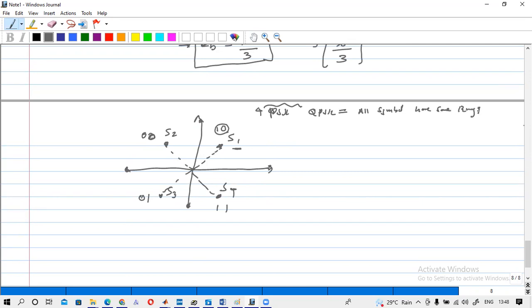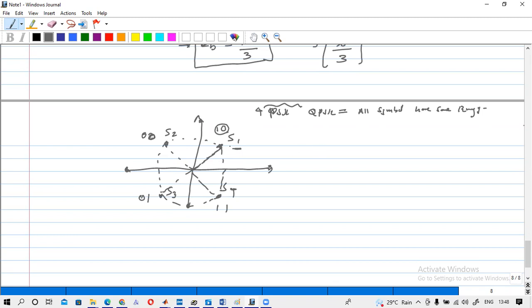Energy or not? Tell me. Yes, same energy. We have the same energy because these symbols are located on a circle with some radius. So this will be the radius, and all these symbols have one energy.